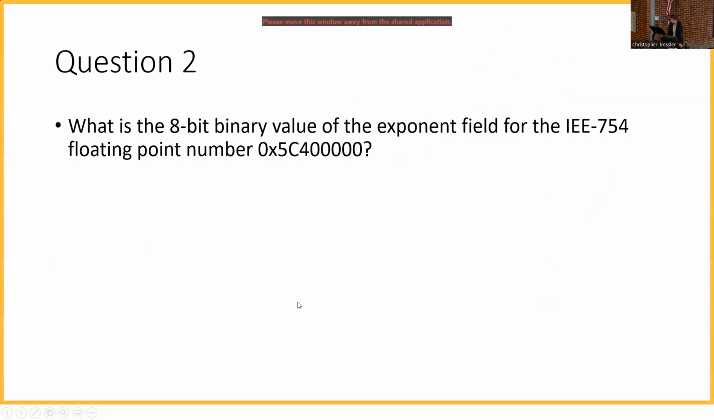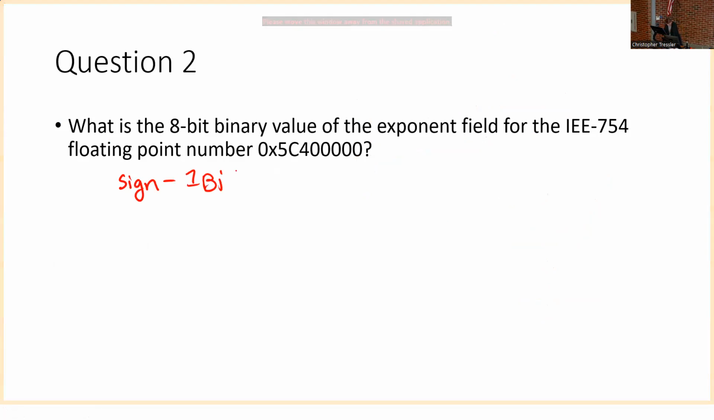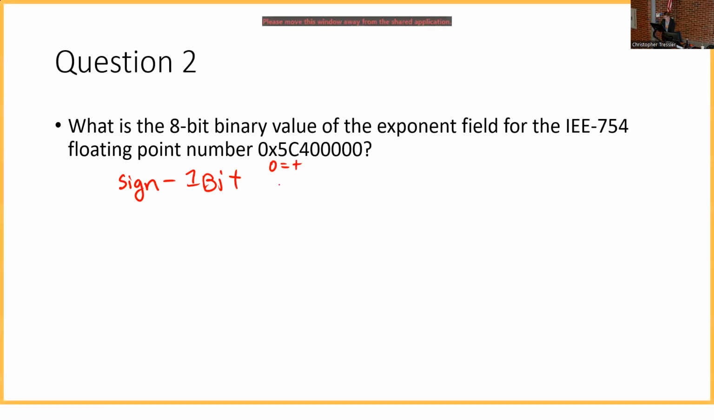So now we have question 2. Now we're going to be going to IEEE format from a floating point from hex. The first thing that you're going to need to know is that for IEEE format, you're going to have a sign, which is going to be 1 bit. And for this 1 bit number, 0 equals positive, and 1 equals negative, right? Yeah, I think that is correct. And feel free to point out if that's wrong. I'm like 95% sure.